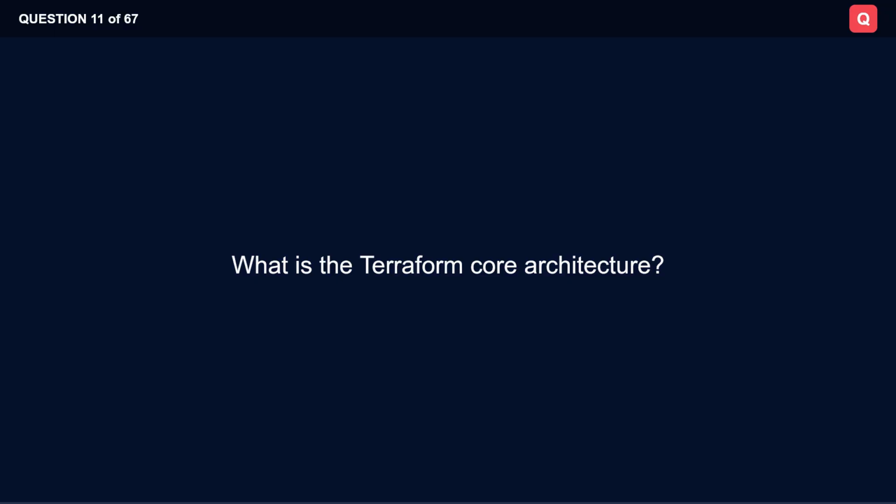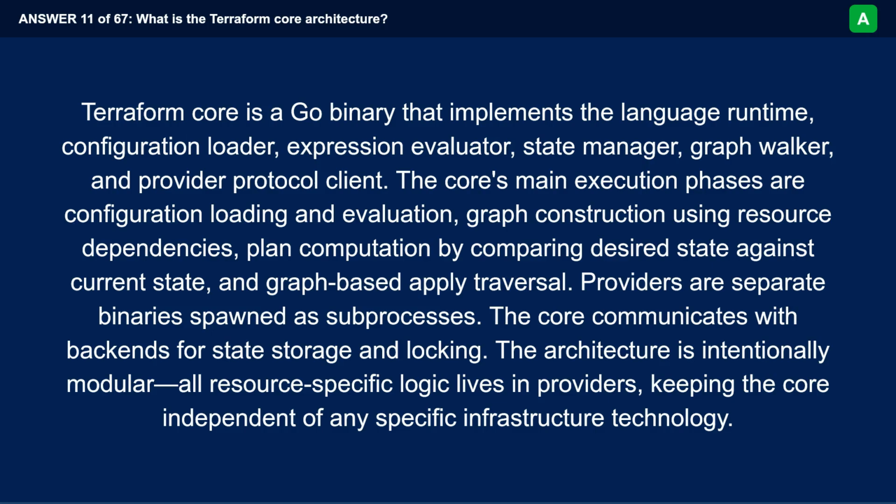What is the Terraform core architecture? Terraform core is a Go binary that implements the language runtime, configuration loader, expression evaluator, state manager, graph walker, and provider protocol client. The core's main execution phases are configuration loading and evaluation, graph construction using resource dependencies, plan computation by comparing desired state against current state, and graph-based apply traversal.